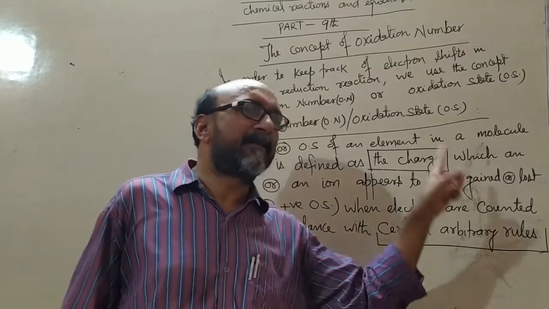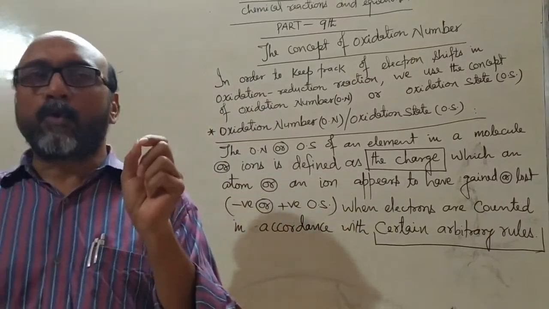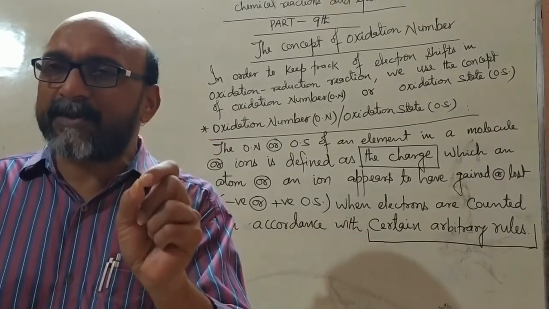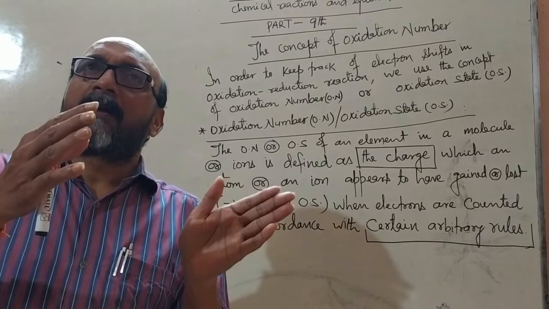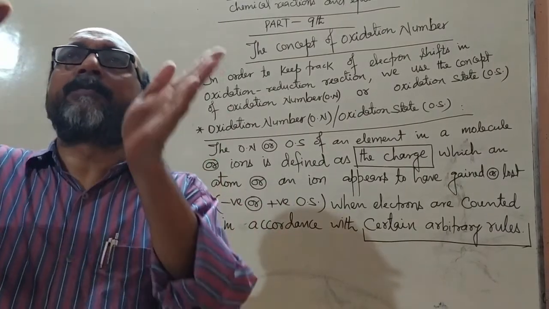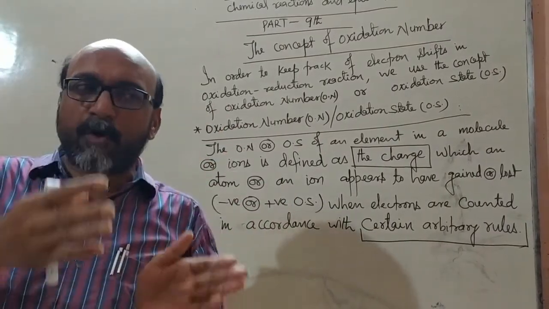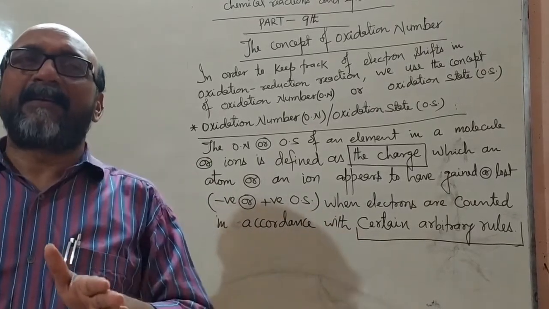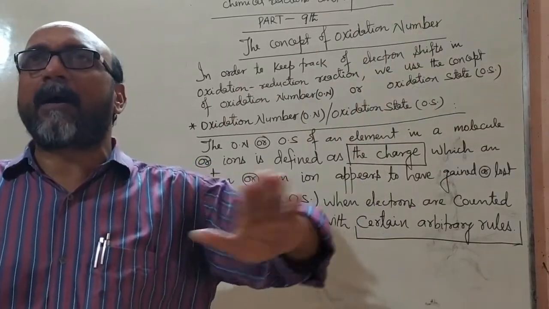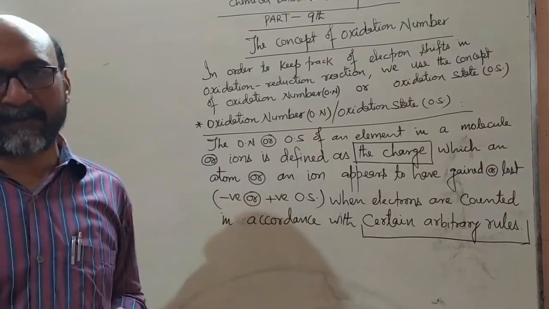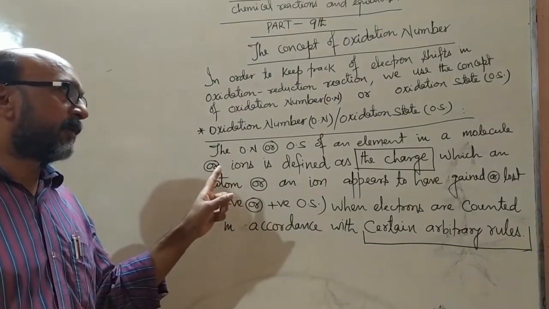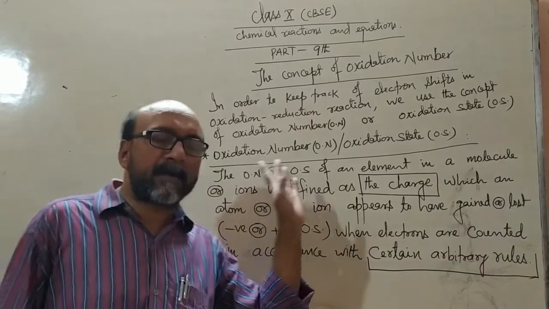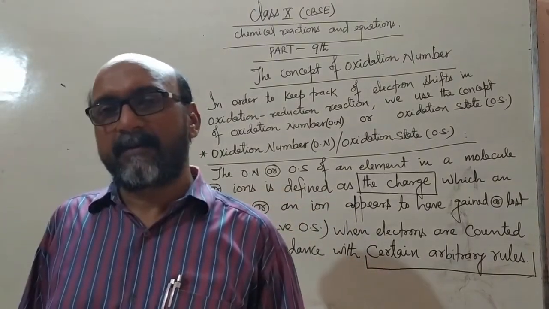Here arbitrary rule means the rule which is used by the chemist on the basis of their desire, on the basis of their convenience. They made some conventional and arbitrary rules to have the clear concept of oxidation number and oxidation state. Is it clear?